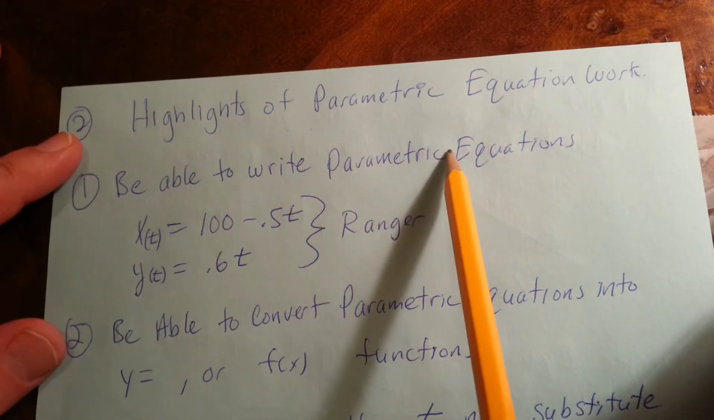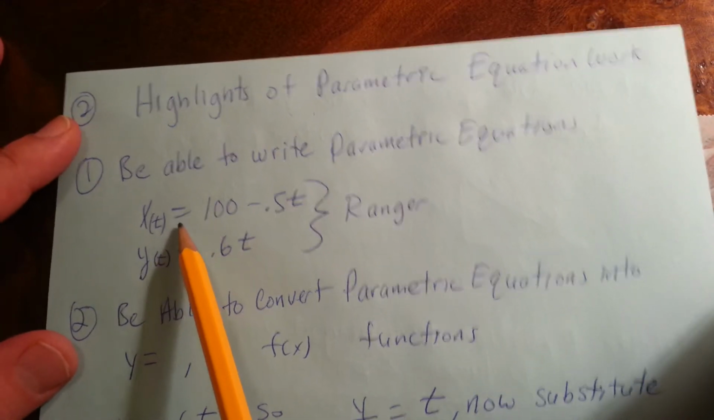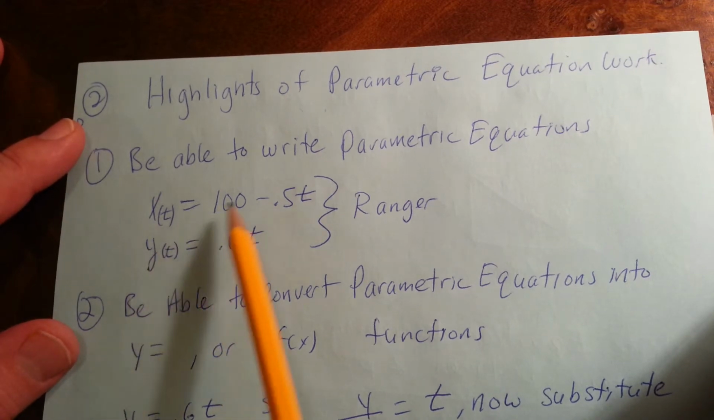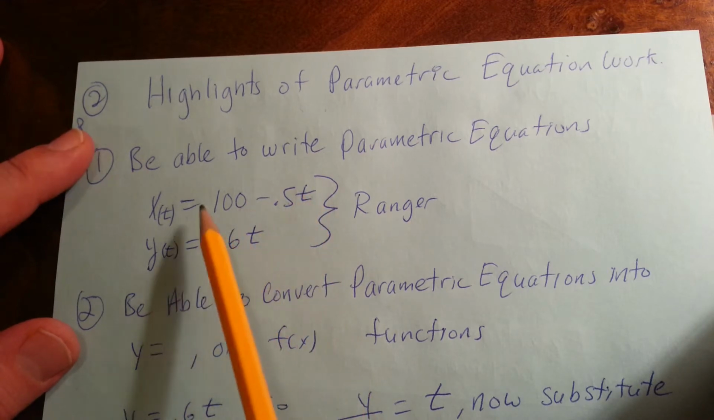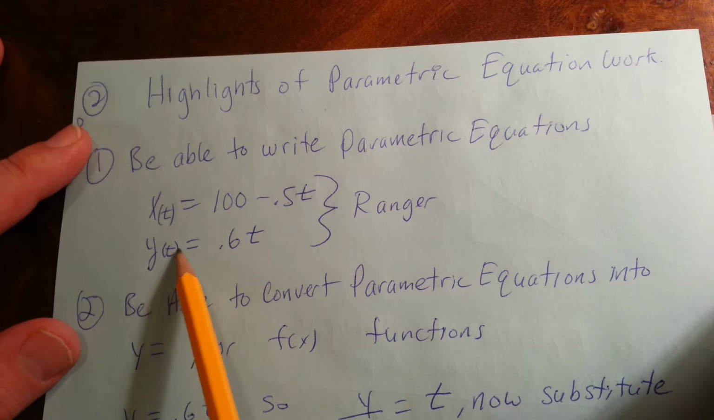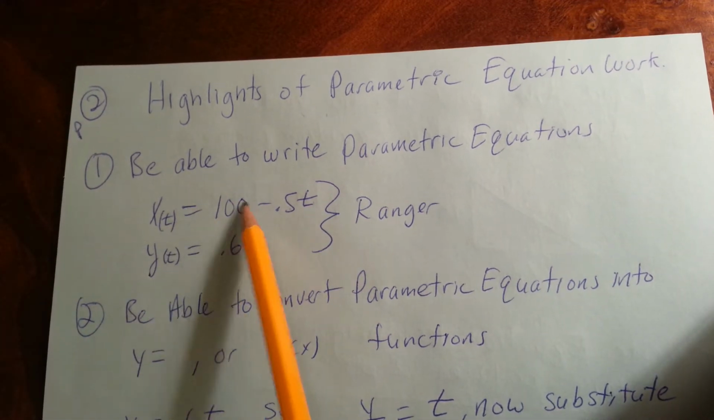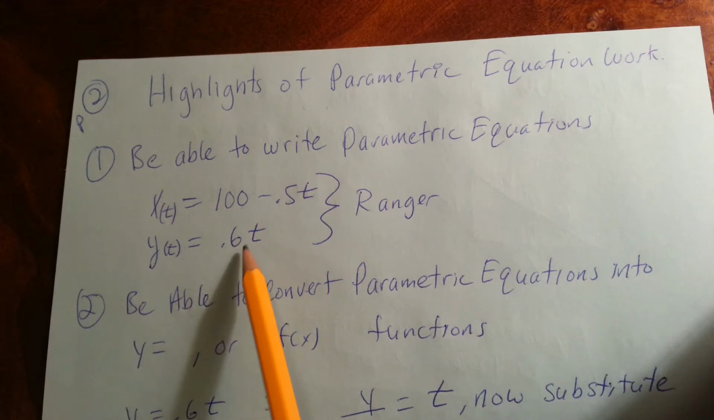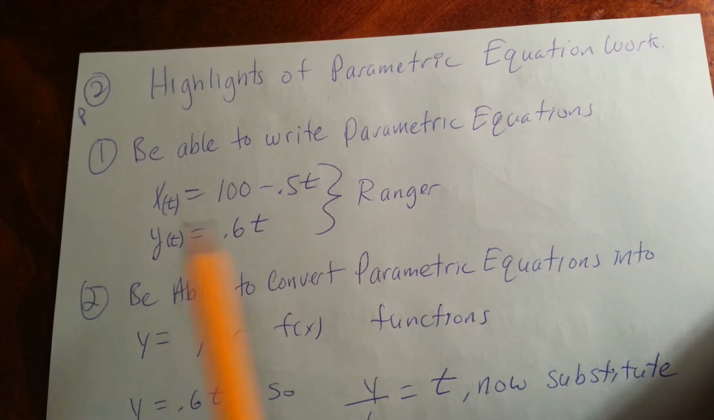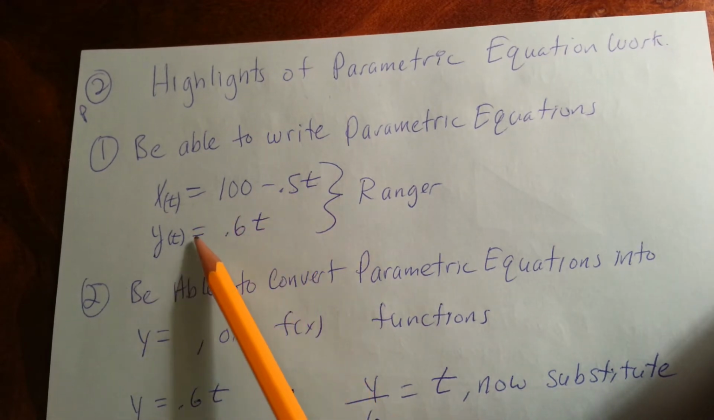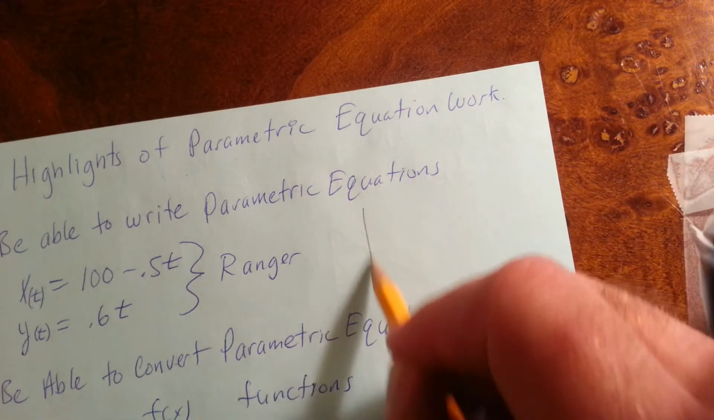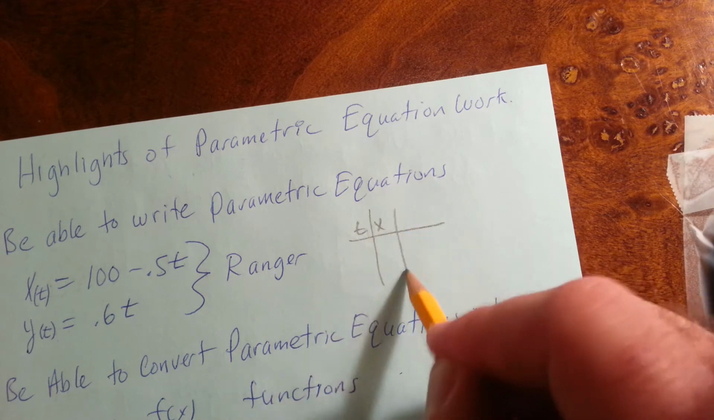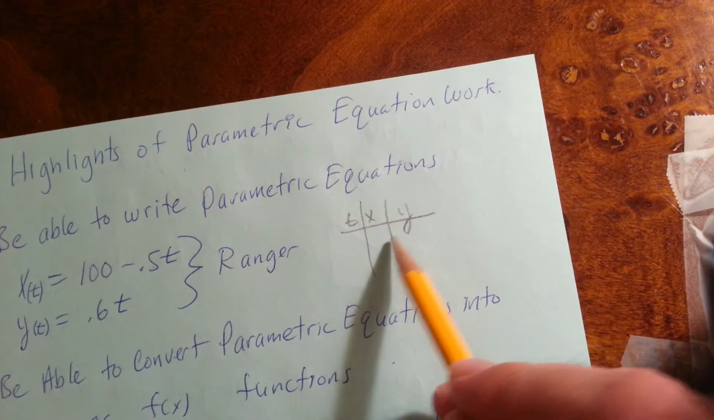Here are some of the highlights. You need to be able to write parametric equations. Here's the ranger on the wildlife preserve. He starts off at 100, his position, minus 0.5 miles per minute. Notice his horizontal movement is x sub t, and his vertical movement is y sub t, and it was 0.6 miles per minute. That's the ranger. Okay? Be able to write parametric equations. The variable is t. Both x and y use the same parameter. And remember, you can plug in t and get values for x and y and make a table, and you still have your coordinates x, y.